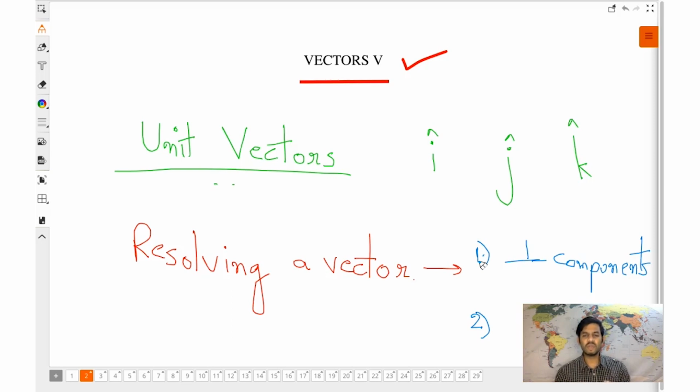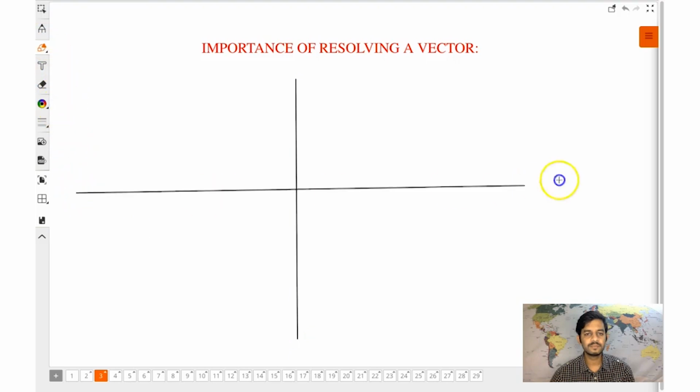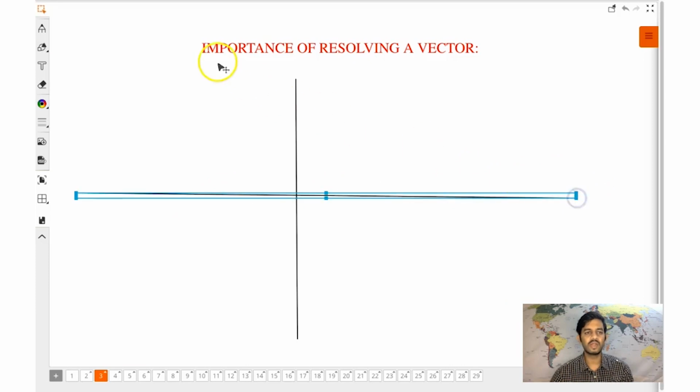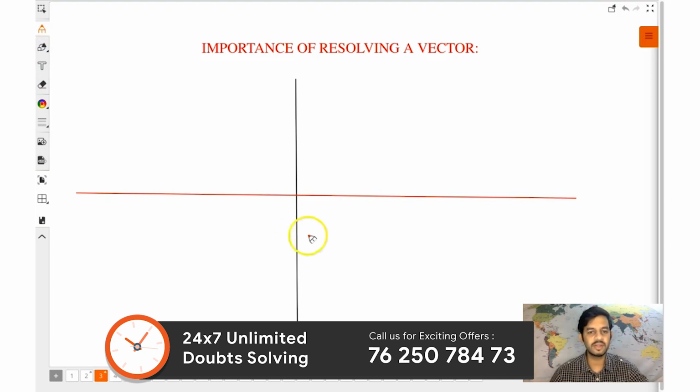Now we have studied resolving a vector, but why did we study it? What's the use of studying resolving a vector? Guys, it makes questions very easy. How? Let's have a simple example. Let me quickly draw a diagram. Let's say these are our coordinate axes and we have a few vectors drawn. I'll draw them right here itself.